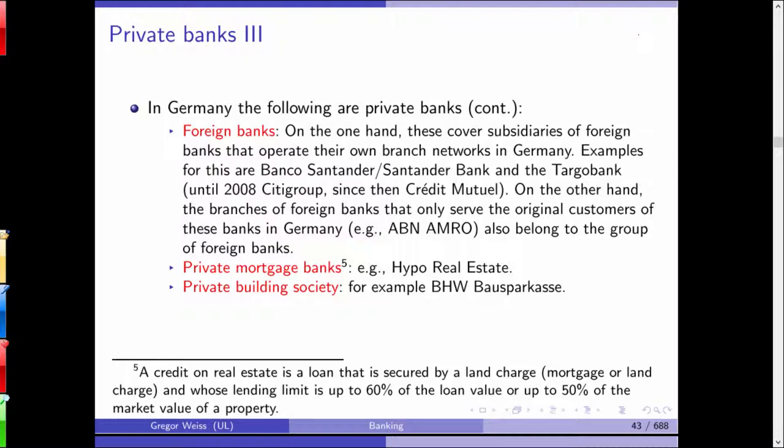And have you seen them? Have you been in contact with them? Actually, I opened an account with Targo Bank almost 17 years ago when it was still Citibank for one simple reason. When I went to Japan for my exchange semester, I thought about opening a bank account in Japan, or I needed a bank that was able to offer me banking services in Japan as well.